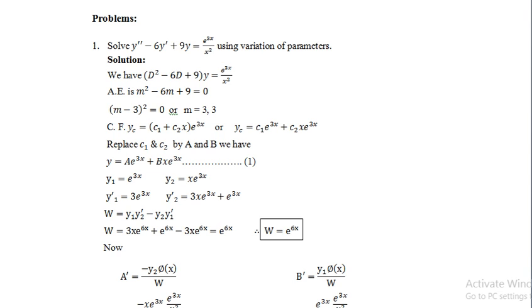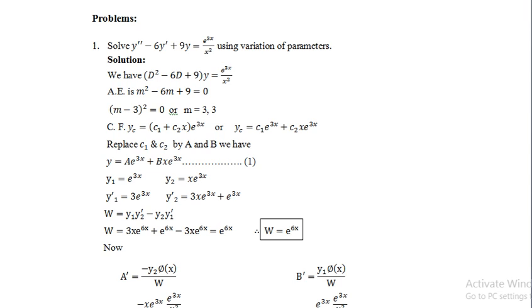First example: solve y double dash minus 6y dash plus 9y is equal to e to the power 3x divided by x square using variation of parameters. Solution. First we write the symbolic form of the given differential equation as D square minus 6D plus 9, where D square denotes y double dash and D denotes y dash. Now write the auxiliary equation by replacing capital D by m: m square minus 6m plus 9 equal to 0.